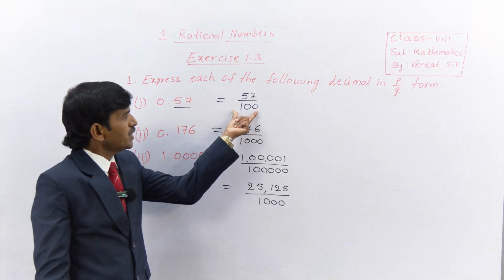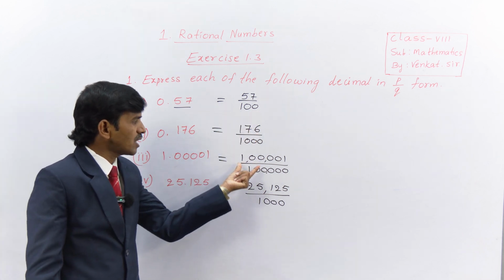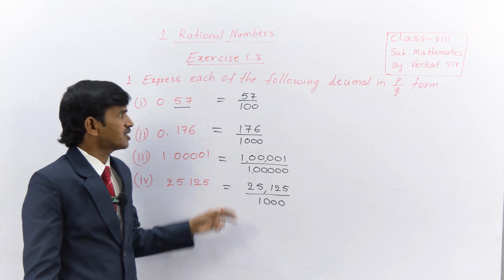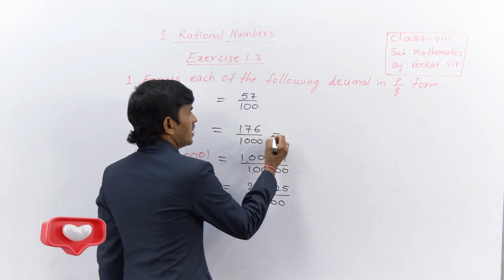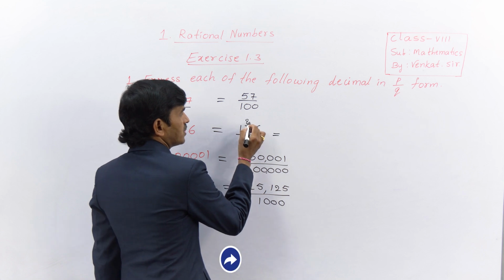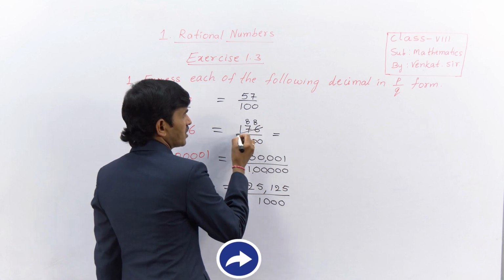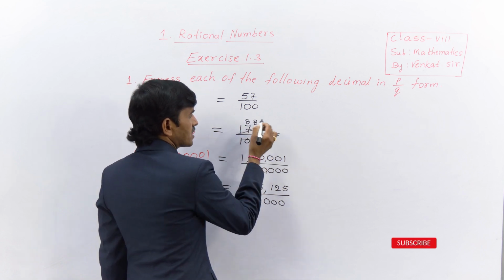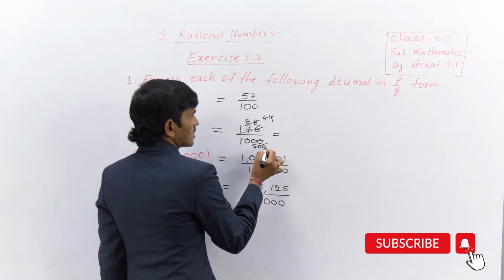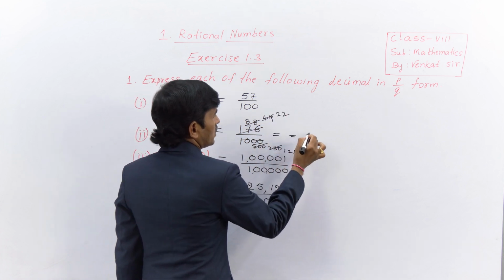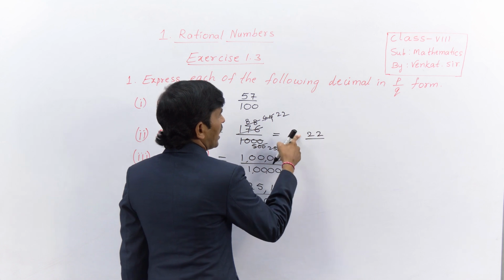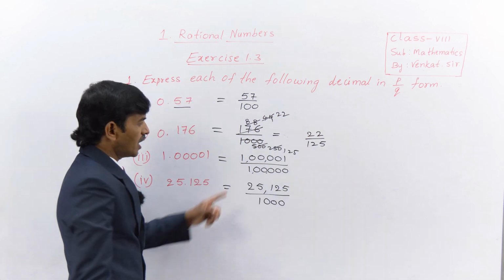Among these, which term is able to be cancelled by any common factor? Let us check. 57 by 100, it cannot be. So the next one you can check here. It can be cancelled by 2: 2 8s are 16, 2 8s are 16, 2 500s, next 2 44s, next 2 250s, 2 22, 2 125. So it becomes 22 by 125. It cannot be cancelled further.